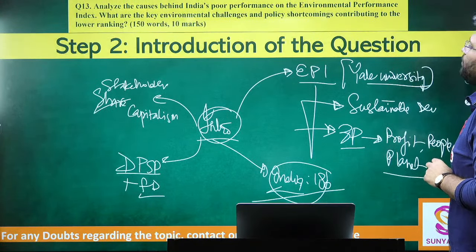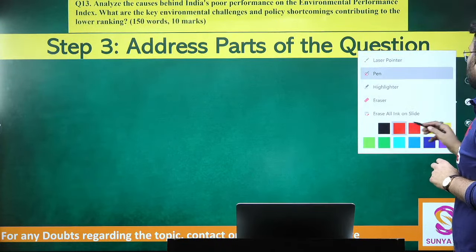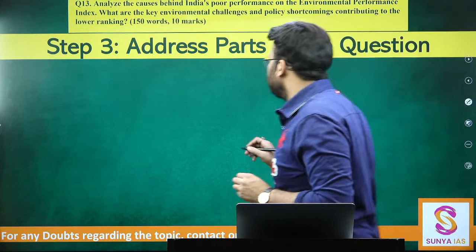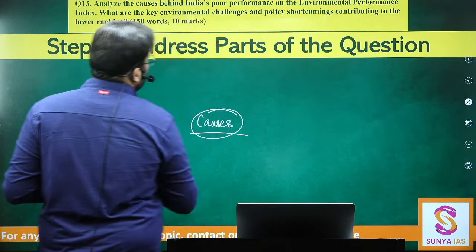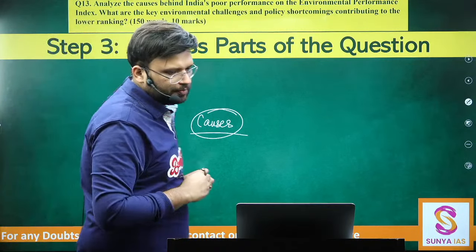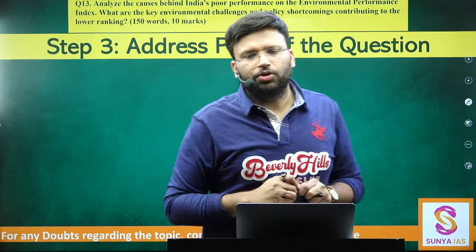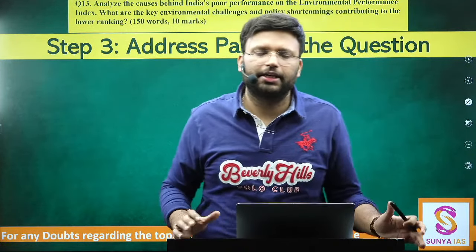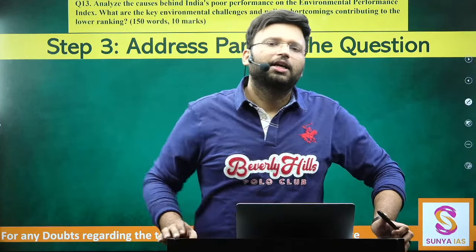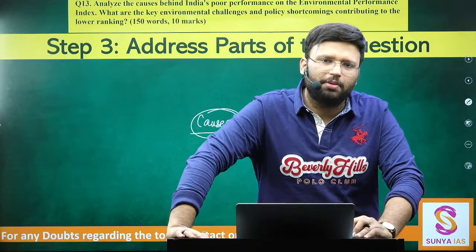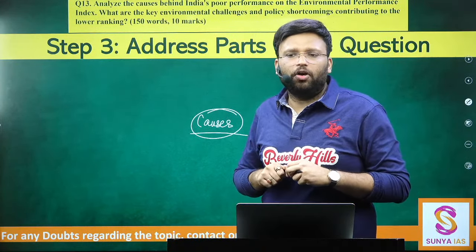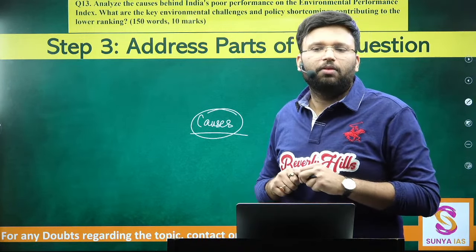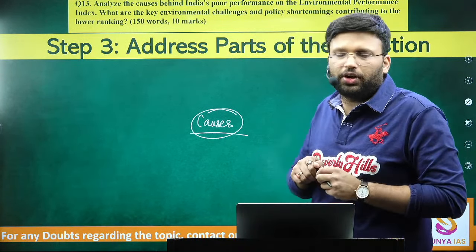So now coming back. Now, what are the causes? The first part is, what are the causes for poor performance on the EPI. Now you have to understand that it is not practically possible to remember and recall all the exact indices. But in general, if we think about the poor environmental situation in India, what can be the reason for it? What can be the causes for it?